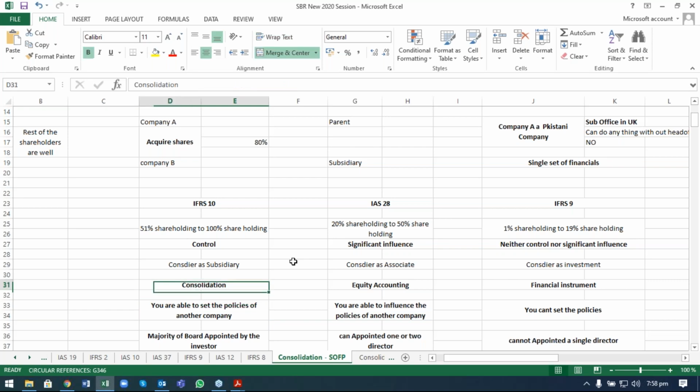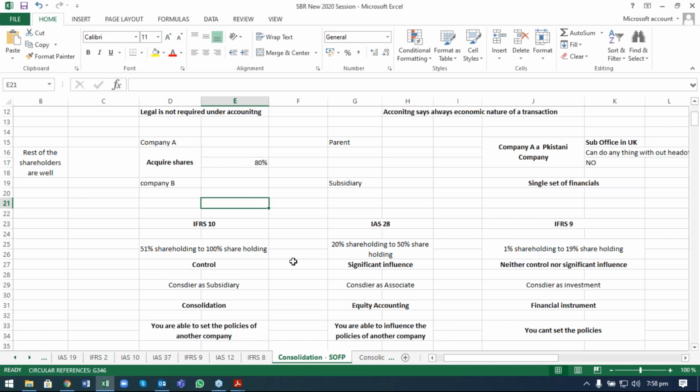We were looking into this at a later point. I'm looking into the other aspect, that is IAS 28. IAS 28 says that you must have a significant influence over the company. Significant influence means you might have a holding of 20% to 50% shareholding. If you have 20 to 50% shareholding, you are exercising significant influence. You can influence the policy making of another company, right? So that significant influence makes it an associate and it should be accounted under IAS 28.